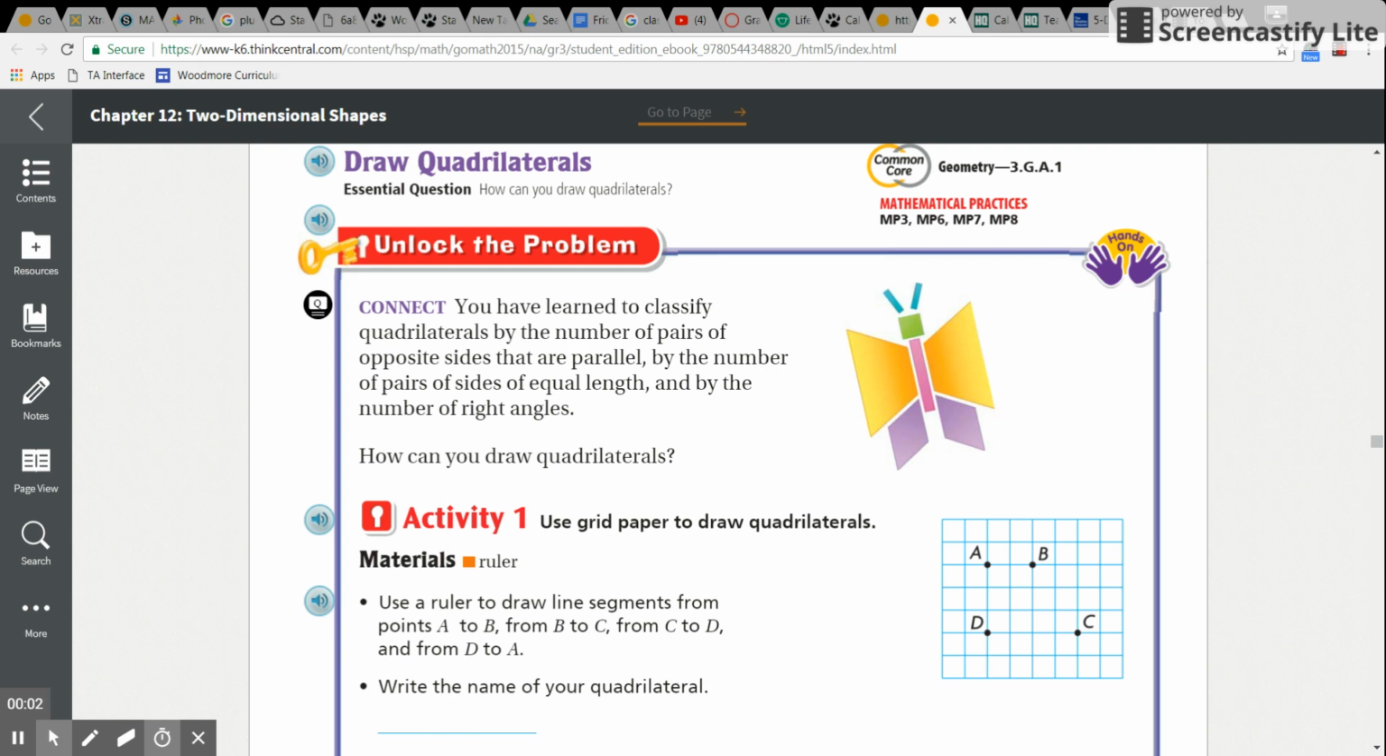Today we're going to be working on lesson 12.6 in our Go Math books. I believe it's page 729. And you're going to get a chance to draw some quadrilaterals today. So our essential question is, how can you draw quadrilaterals?